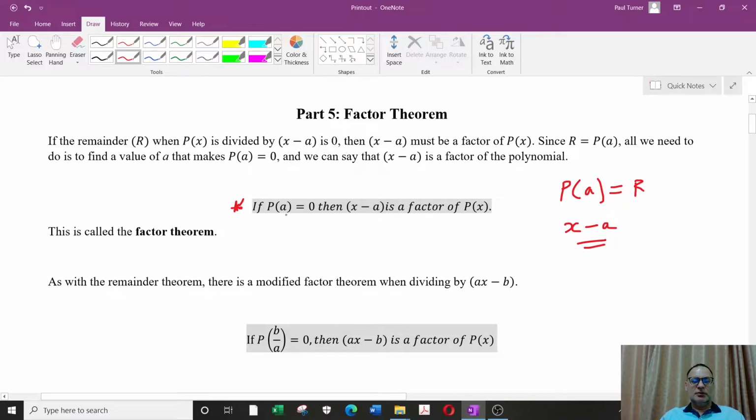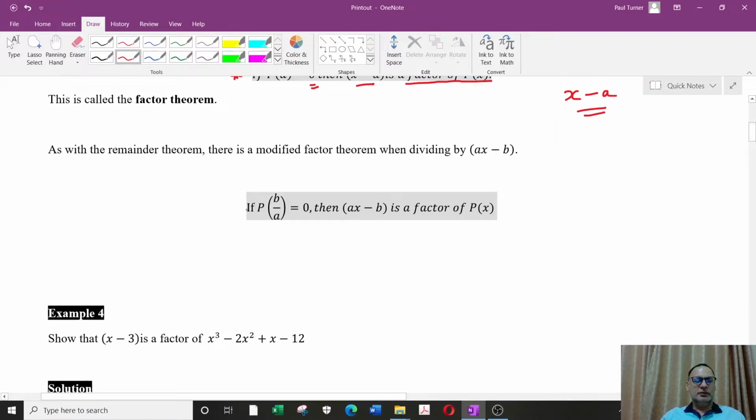If, when you substitute x equals a, P(a) equals 0, then x minus a is a factor of the polynomial. So when we do the division, the remainder will be 0. That means that x minus a is a factor. And we also modify our factor theorem as we did with the remainder theorem. If P(b/a) equals 0, then ax minus b will be a factor of P(x).